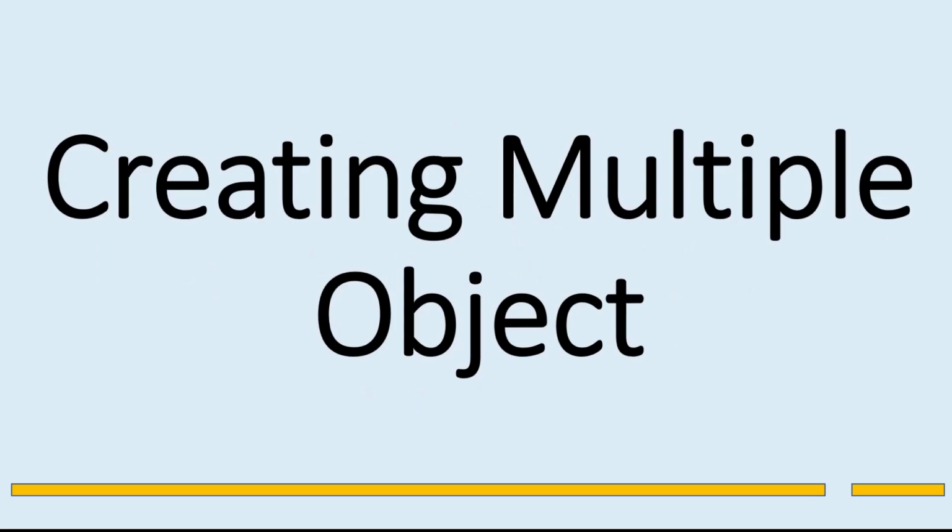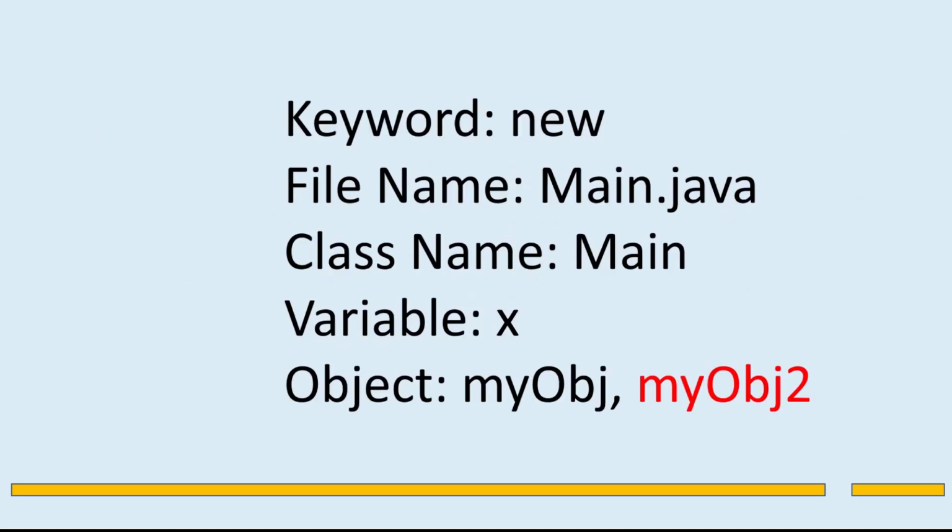Creating multiple objects. You can create multiple objects of one class, and let us do this by adding one more object called myObj2 to the Main class that was created and printed out as well.